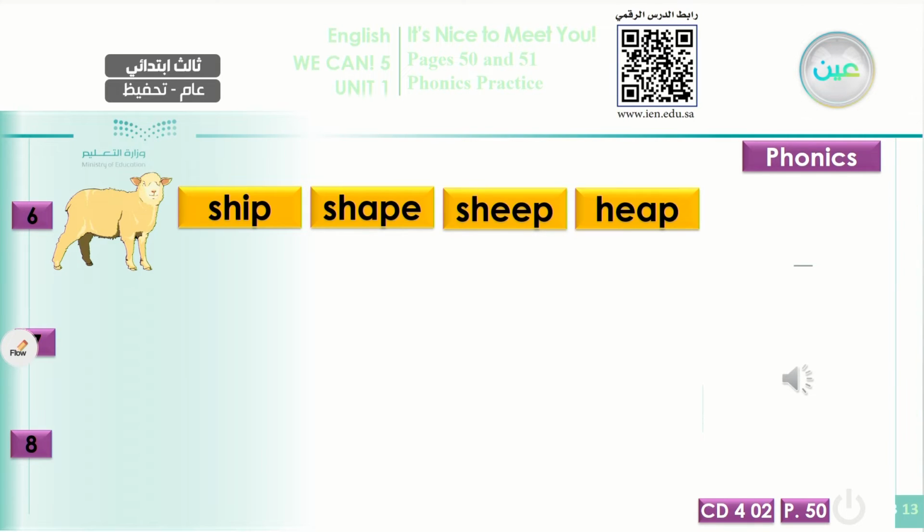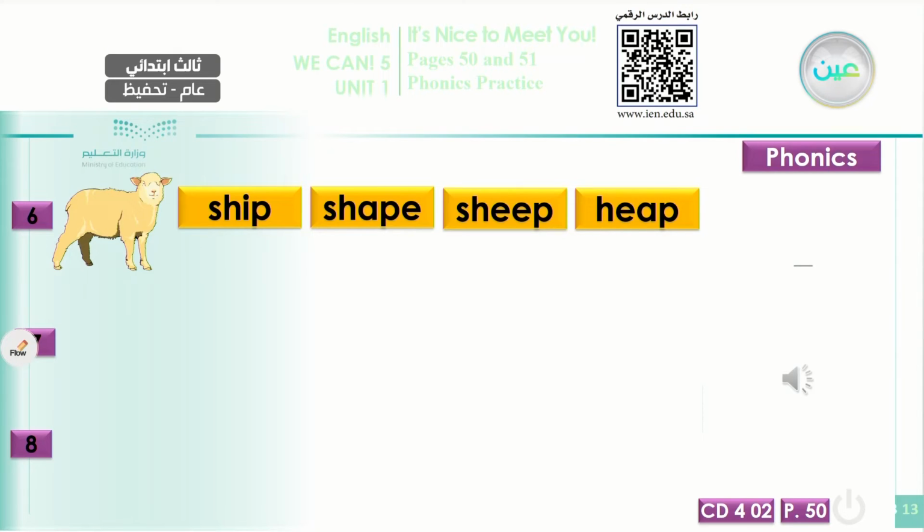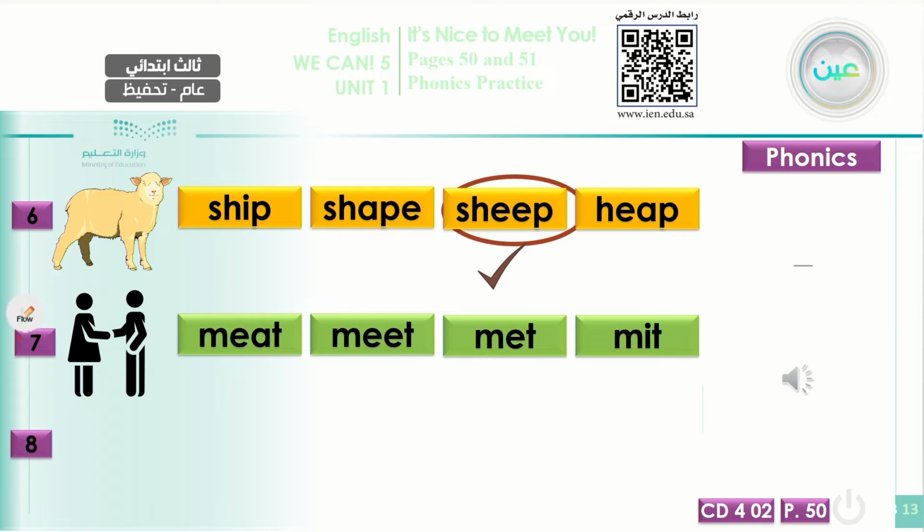Okay, number 6, you can tell this is also a sheep. This is a sheep. But how do we spell sheep? First, second, third, or the fourth? Yes, excellent. That is the right way to spell sheep. S-H-E-E-P.